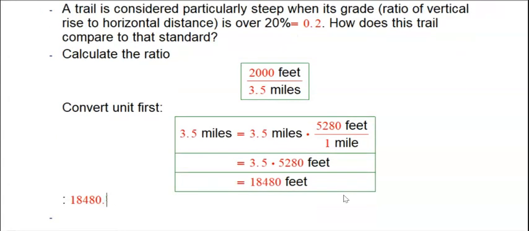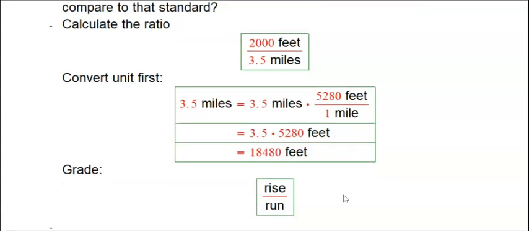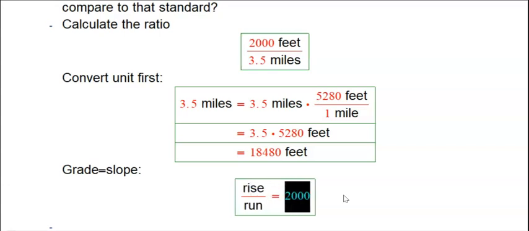Now the units are compatible. And so the grade, which is the rise over run, the vertical rise, and then we often use the word run to talk about how far something goes horizontally. This is also called the slope. This is an incredibly important concept. Mathematically, you've seen it a little bit with straight lines. And so that's going to be 2,000 feet over 18,480 feet. Those cancel.